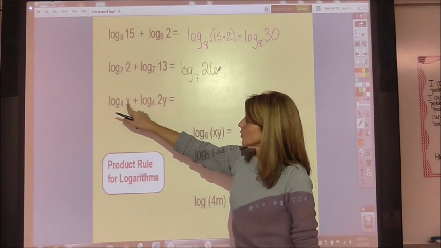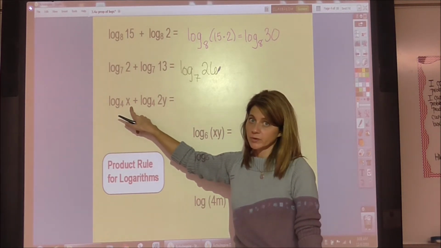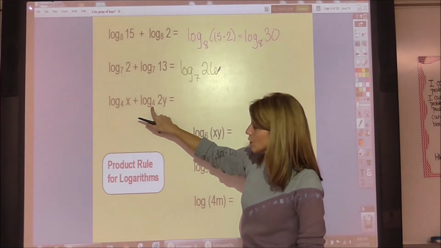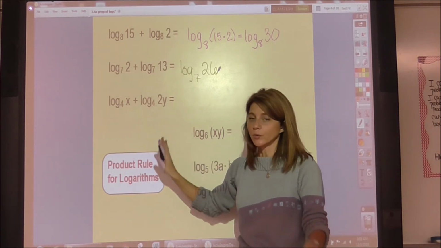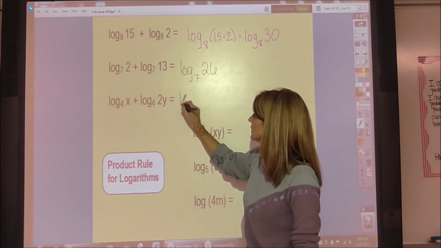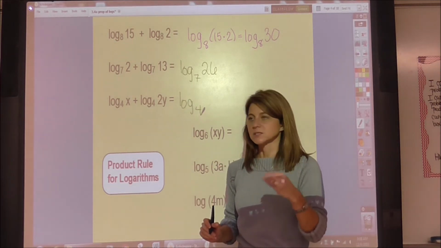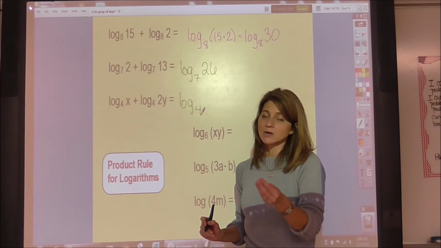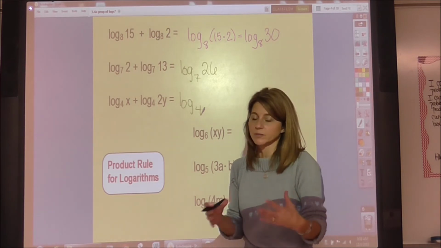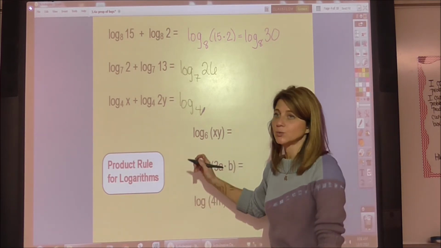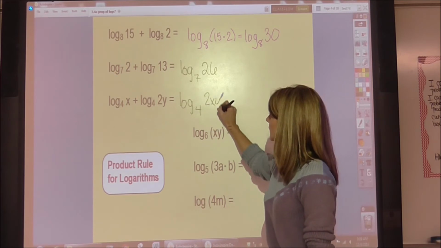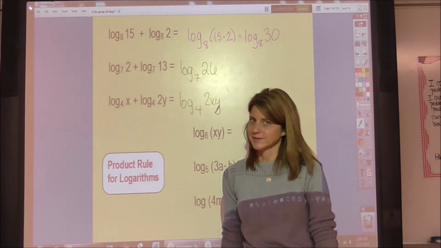So log base 4 of x, now you have a variable, it's okay, and log base 4 of 2y. So they're both log base 4s, so you will have log base 4 in your answer. You're going to multiply the x and the 2y, and it's okay to write x, 2y, or you can shuffle them in any order. I'll probably call it 2xy. But if you write 2yx, it's all the same thing, right?